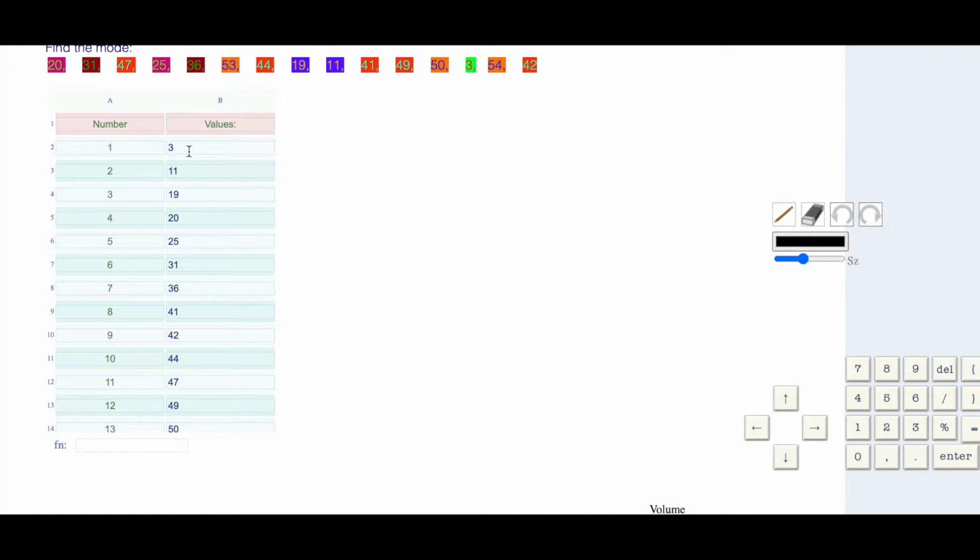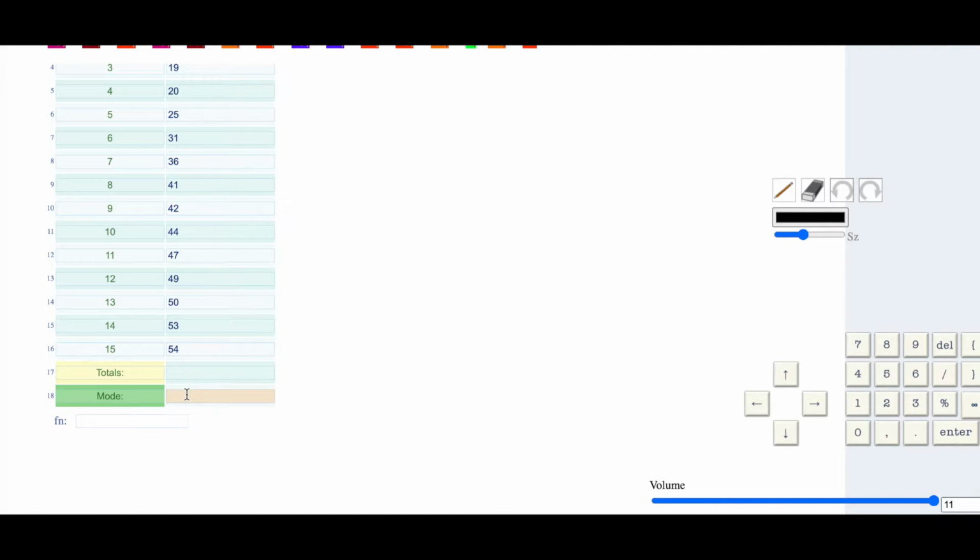And so the values we have are 3, 11, 19, 20, 25, 31, 36, 41, 42, 44. I don't see anything that came up twice. I'm just going to say that there is no mode, so none.